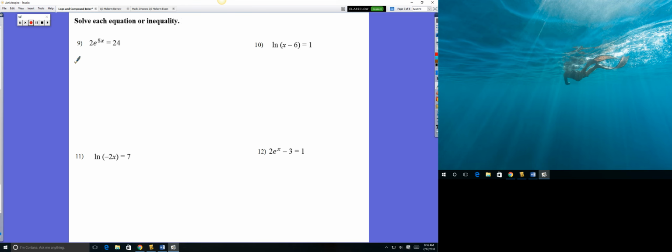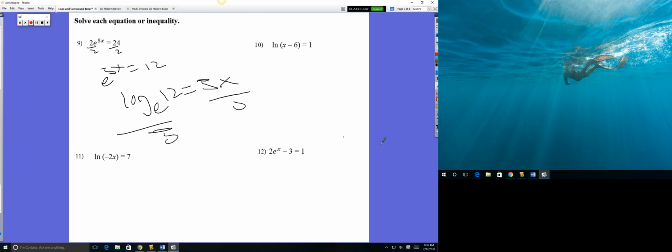9. Solve for x. You gotta ditch the 5, you gotta ditch the e, ditch the 2 first. Divide by 2, divide by 2. e to the 5x equals 12. Now the only way you can ditch the 5 in these, you gotta do log. So it's gonna be log in base e of 12 equals 5x. Now ditch the 5, divide by 5, divide by 5, whatever that is. You punch it in and you should get 0.49698.